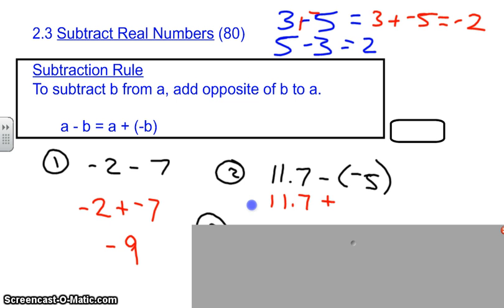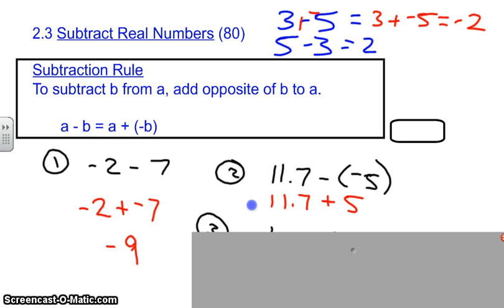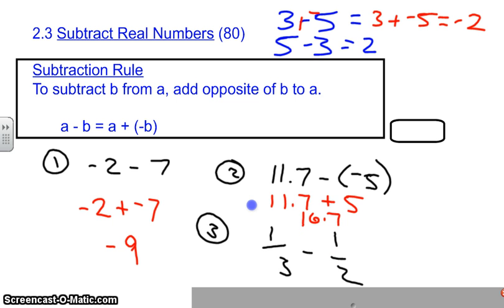So we can't just change the operation, right? We always have to change 2 things, right? So it will be what? Positive 5, good. So now in this case we have 2 positives now. So let's say it together, the sum is? 16.7. Together, 3, 2, 1? 16.7. Okay, good. And how about with fractions?